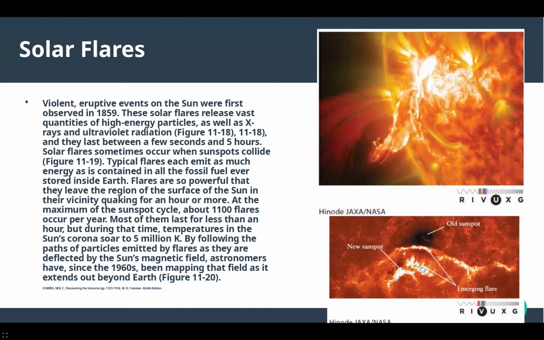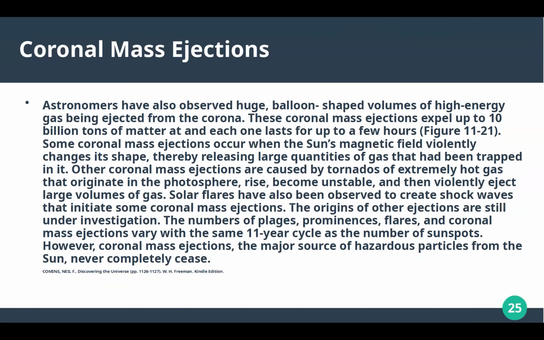Most of them last for less than an hour, but during that time, temperatures in the sun's corona soar to 5 million Kelvin. By following the paths of particles emitted by flares as they are deflected by the sun's magnetic field, astronomers have, since the 1960s, been mapping that field as it extends out beyond Earth. Astronomers have also observed huge balloon-shaped volumes of high-energy gas being ejected from the corona.